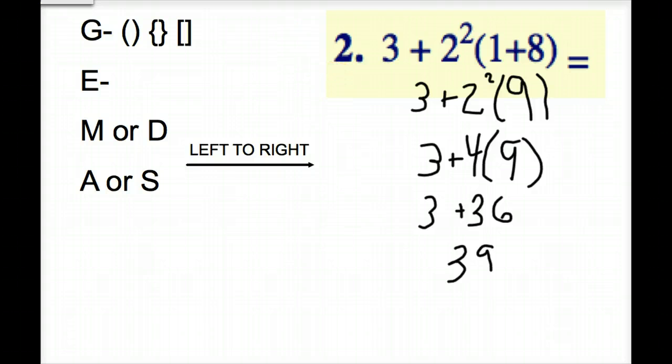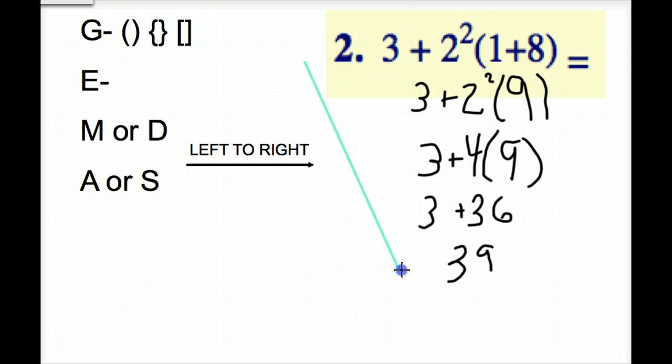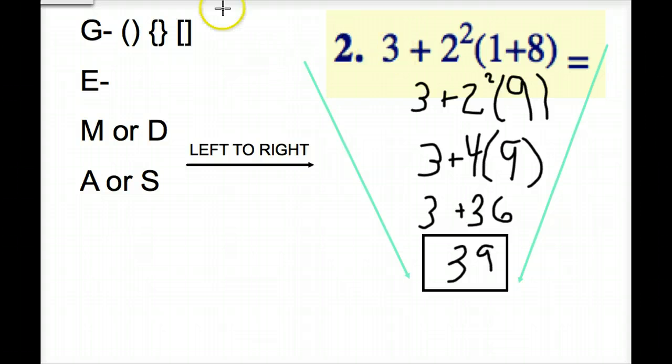Now again, we get that upside down pyramid. Let's change our color. We'll do teal. We get that upside down pyramid looking, or birthday cake, right? So we know that our final answer is right. We'll put a box around it. Yay!